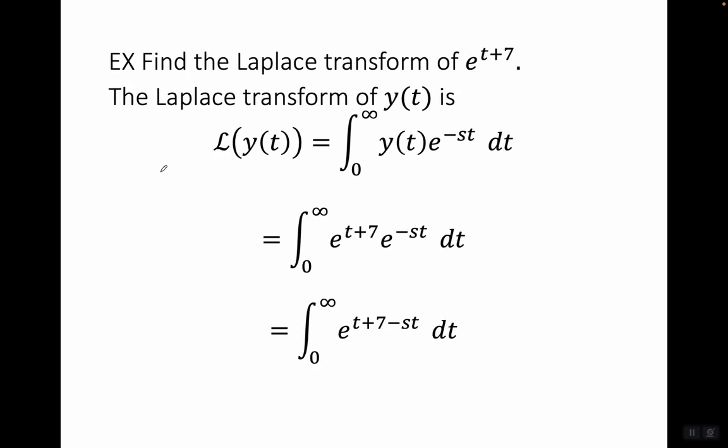For example, find the Laplace transform of e^(t+7). The Laplace transform of y(t) is L{y(t)}. It's the integral from 0 to infinity of y(t) e^(-st). When we replace y with e^(t+7), this is what we end up with. And now we can combine those exponents. We get the integral from 0 to infinity of e^(t+7-st).